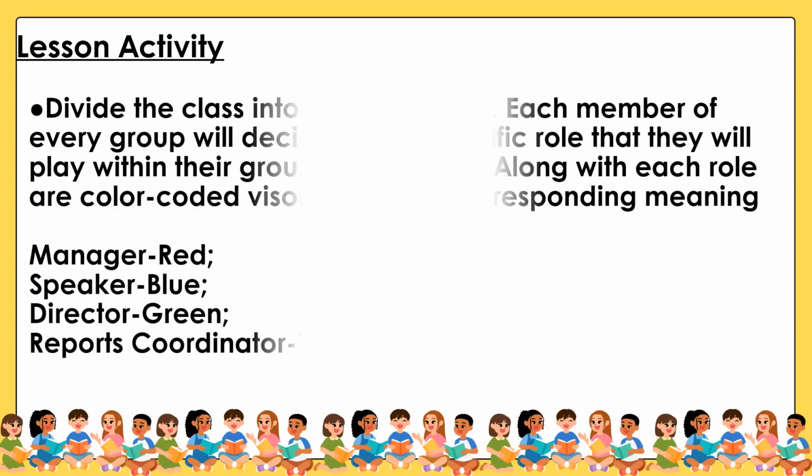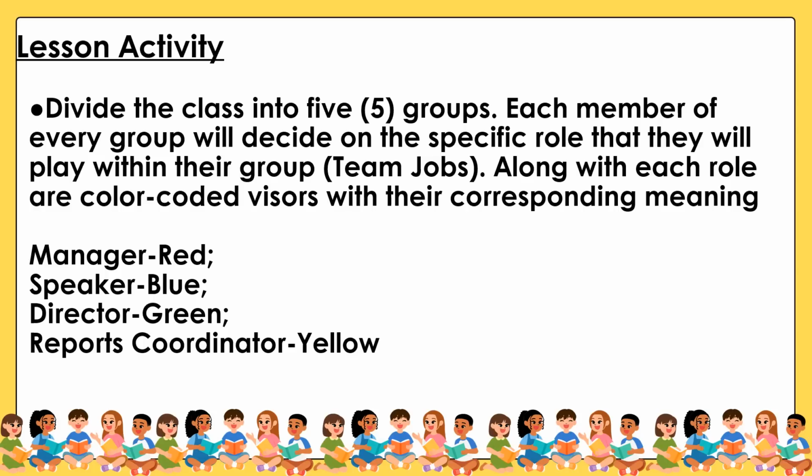Let's have a lesson activity. Divide the class into 5 groups. Each member of every group will decide on the specific role that they will play within their group. Team jobs. Along with each role are color-coded visors with their corresponding meanings. Manager is red, speaker is blue, director is green, reports coordinator is yellow.